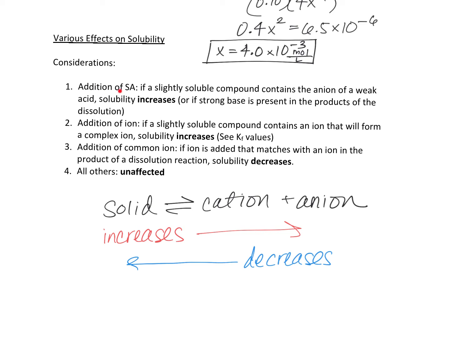Okay, so first is the addition of strong acid. That's one consideration. And we'll look at the specifics of each of these when we start to see some example problems on the next page. The second is the addition of an ion. The third is the addition of a common ion. And then anything else that you do to the solution that contains that partially soluble ionic compound has no effect on its solubility. So what I would suggest, since we're going to the next page, is to have these considerations in front of you so that you're able to reference them as we answer the questions.